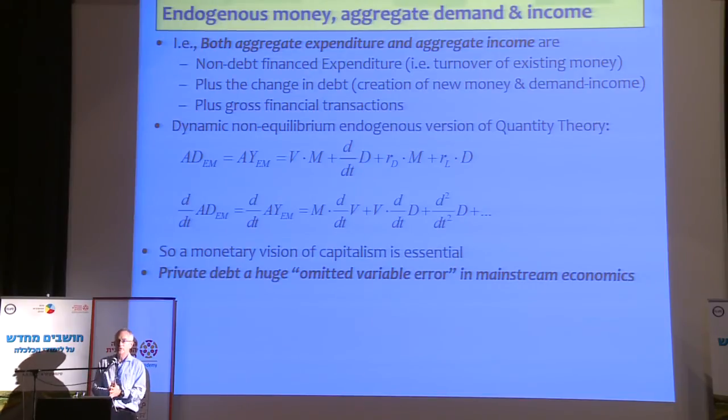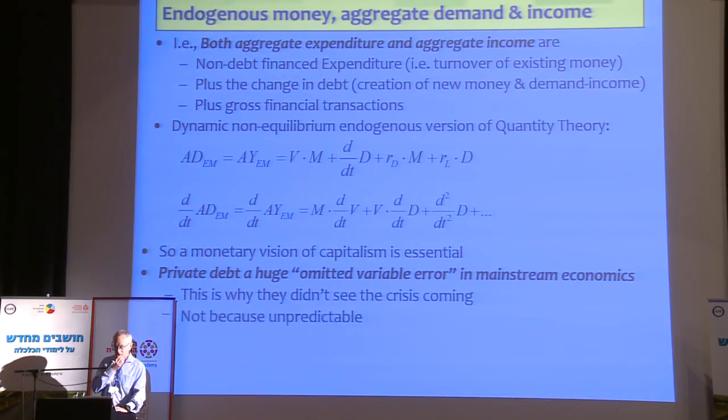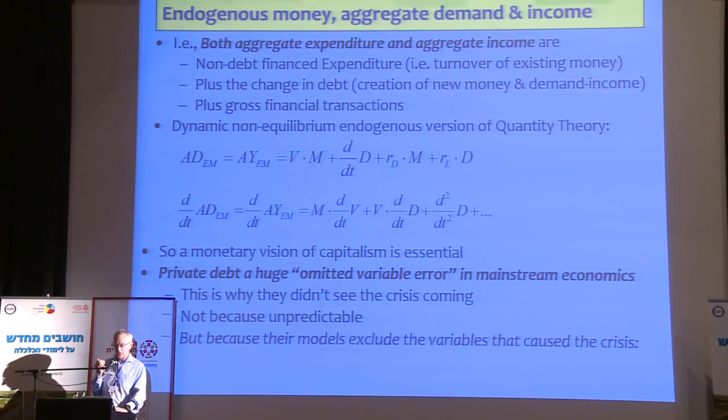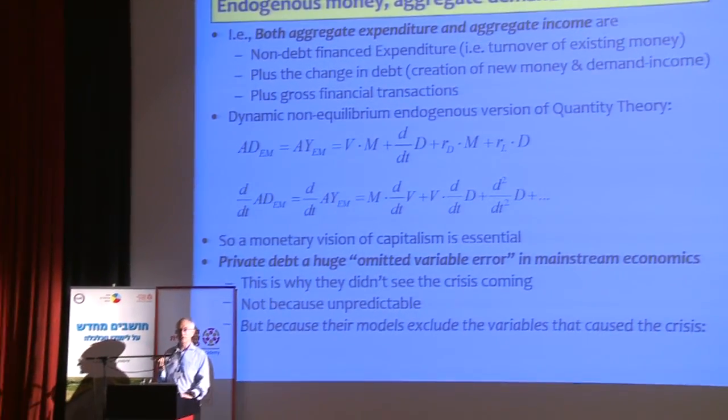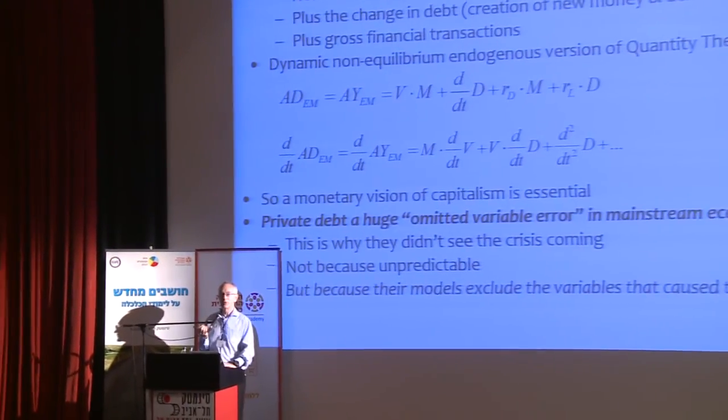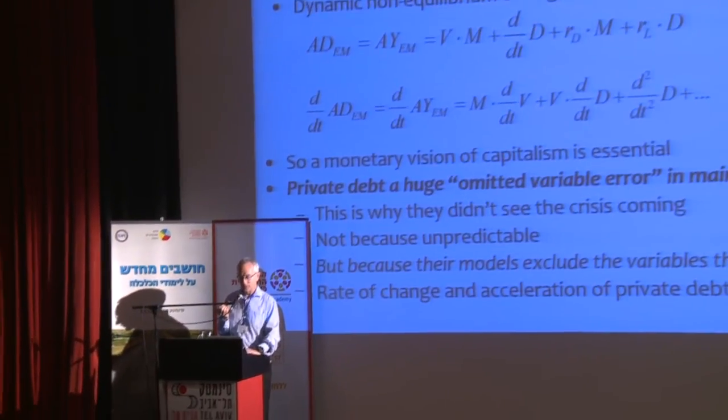So that's the huge omitted variable in mainstream economics. It's no wonder it didn't see the crisis coming. Leave that out, there can be no crisis, fundamentally. So it's not unpredictable, it's ignored. And this is the type of thing which happens in neoclassical economics all the time, because a priori reasoning, rather than empirical logic, rules how they put the model together.